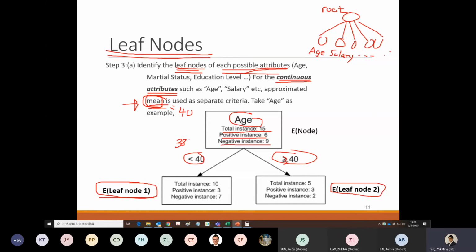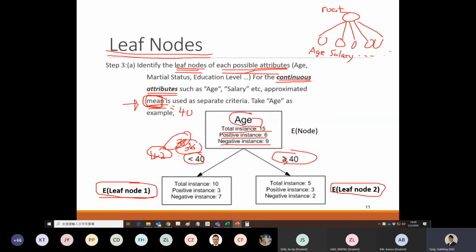The answer is yes. You can use 38, or you can use 36, or 42. But the most common way is to use the mean value. So when you're doing the assignment, or the test, or the examination, if it is not specified, then you just need to calculate the mean value.